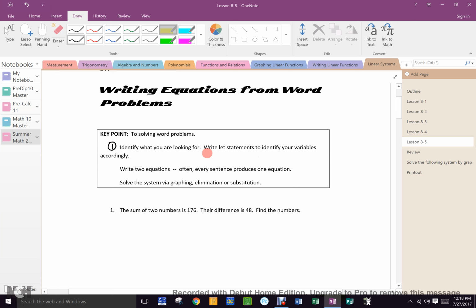Identify what you are looking for and write let statements to identify your variables. All right, so let's just do that. In this first question, read the question. The sum of two numbers is 176. The difference is 48. Find the numbers. What am I looking for? No, I'm looking for two numbers. Don't worry about the math. The first step is to identify what you're looking for.